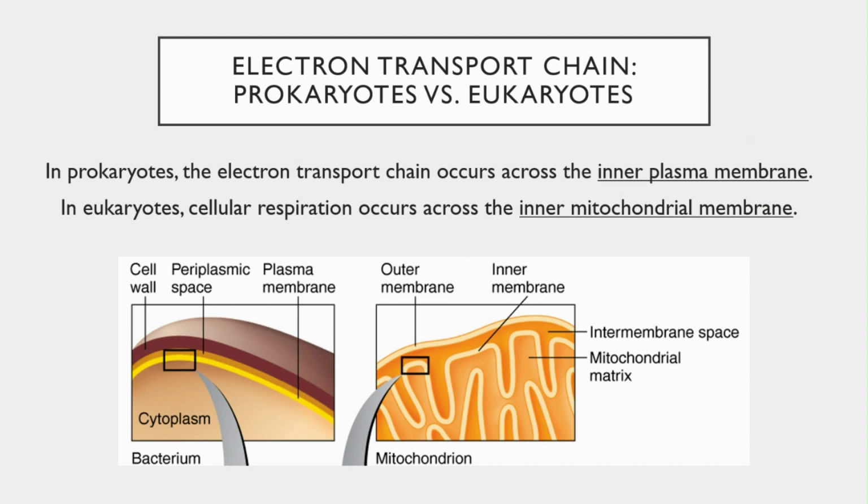Here we can see where the electron transport chain occurs in prokaryotes and mitochondria. In prokaryotes, the protons are pumped from the cytoplasm to the outside of the plasma membrane. For gram-negative bacteria, this would be in the periplasm, and for gram-positive bacteria, this would be between the plasma membrane and the peptidoglycan. For mitochondria, the protons are pumped across the inner membrane from the mitochondrial matrix to the intermembrane space.